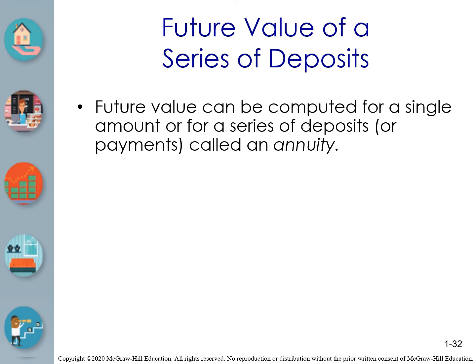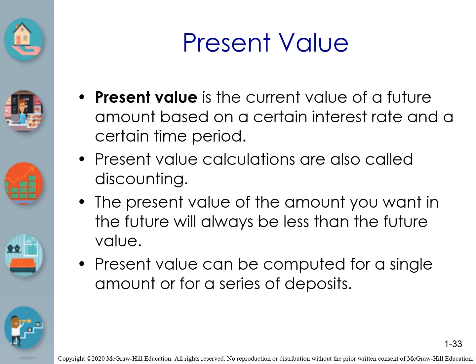future value can be computed for a single amount or for a series of deposits or payments, which is called an annuity. The word annual comes from that annuity idea. Again, the idea is that we're computing for a single amount or for a series of deposits or payments called an annuity, okay?